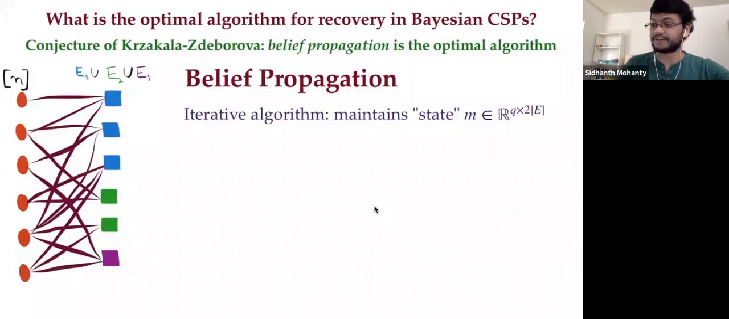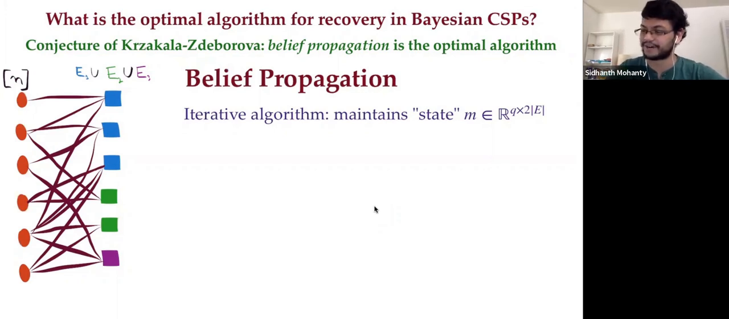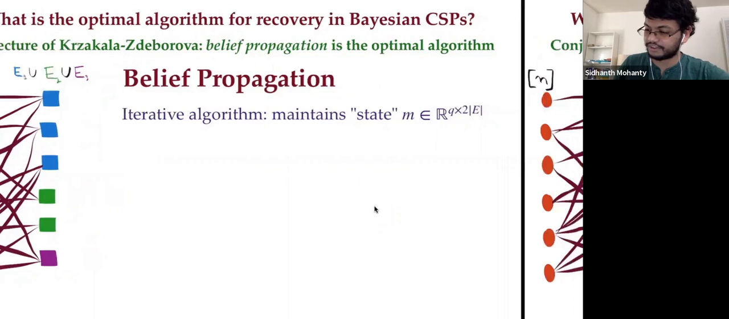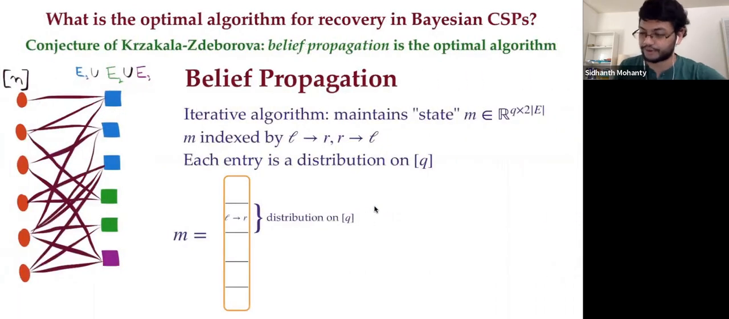So now let me give a brief overview of what the belief propagation algorithm is. I won't actually explain this algorithm, but I'll just tell you the minimal amount that you would need to know. It is an iterative algorithm, and it always maintains a certain vector, which you should think of as being a q times 2e vector, where e is the number of edges in the graph that we got from a Bayesian CSP. Let me try to make this more concrete now.